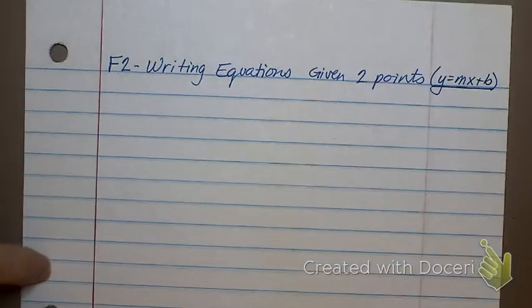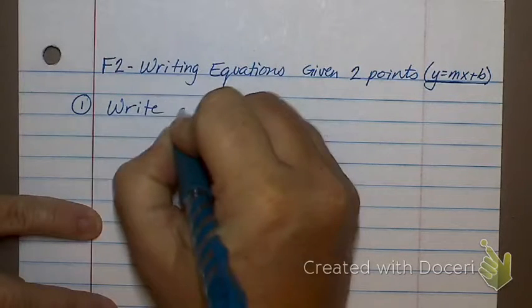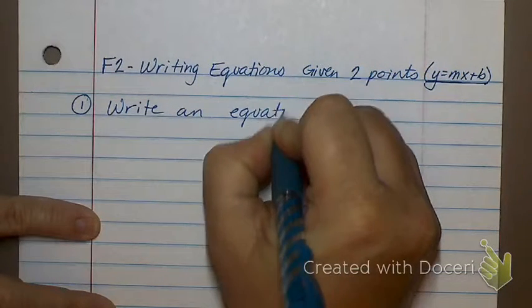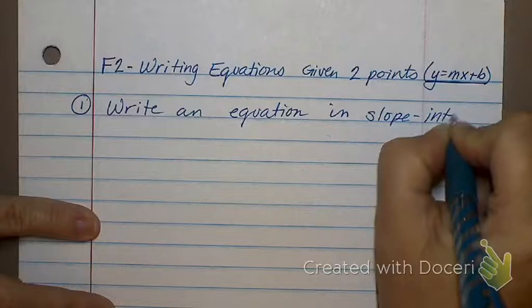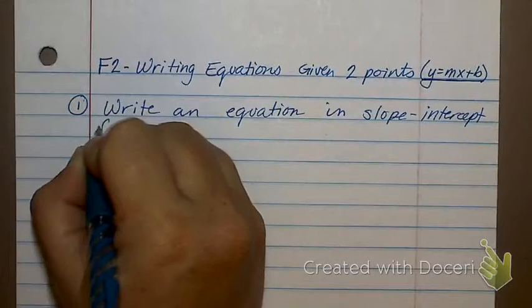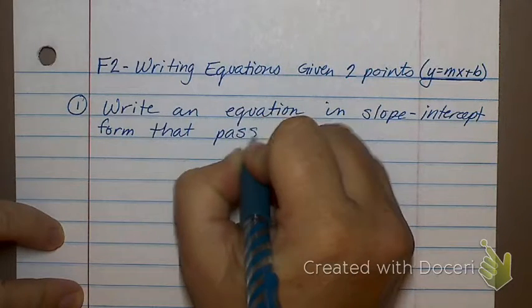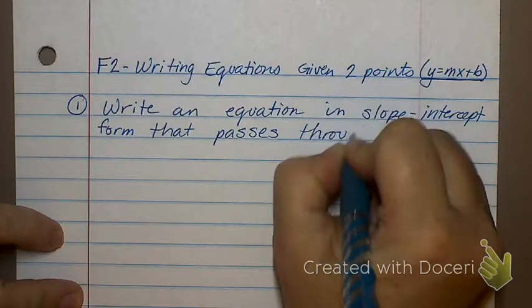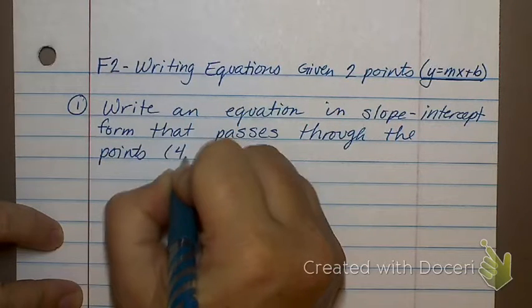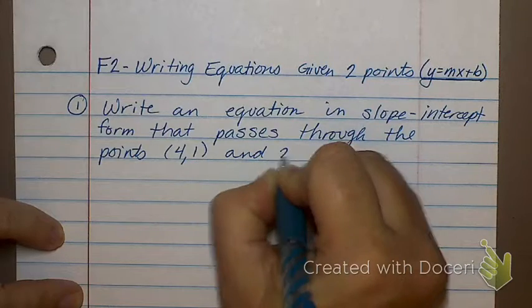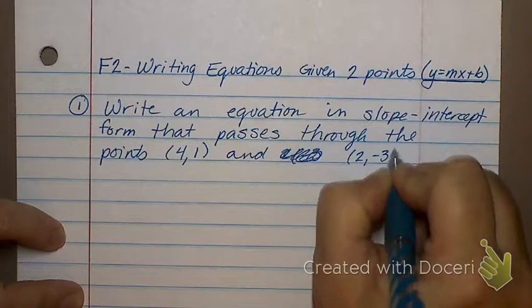Okay, so let's start with: write an equation in slope-intercept form that passes through the points (4, 1) and (2, negative 3). There we go.